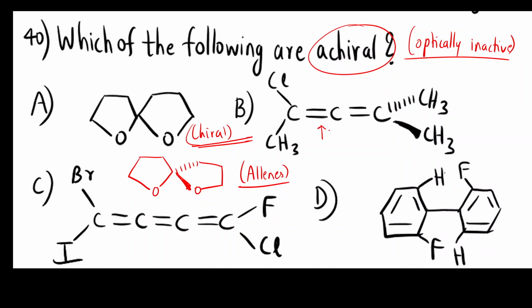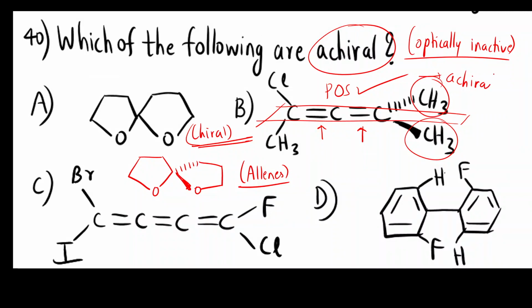B option, two pi bonds. So is it going to be chiral? No. Here you can see two methyl groups are same. So here plane of symmetry will be passing. Plane of symmetry is present. So this is achiral. If it is achiral, this is the correct answer.